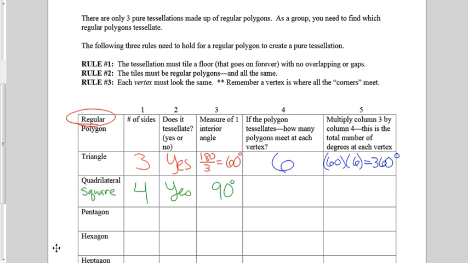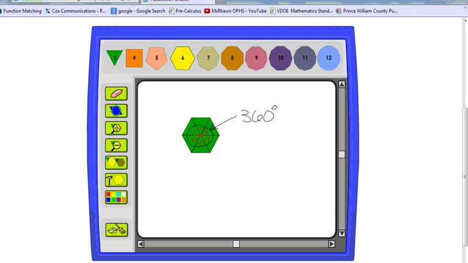So I'm going back to my applet. And let's clean this up a little bit. And let's get some squares going now. Oh, okay, I've got enough. So how many squares do I have around a single vertex? And I have 1, 2, 3, 4 around a single vertex.